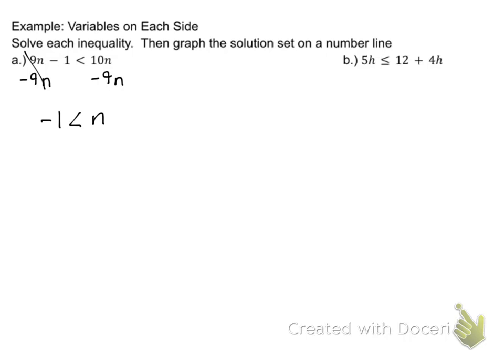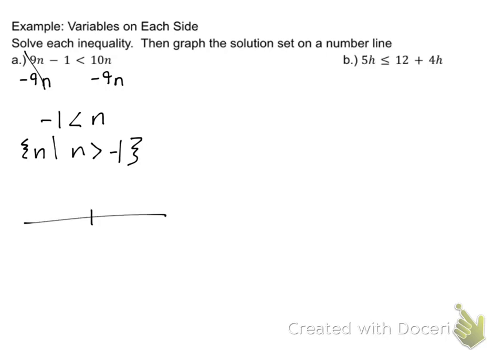Switch it around. I want set notation. What is this going to look like? Set notation: bracket, n, line, such that n is greater than negative 1, line, bracket.